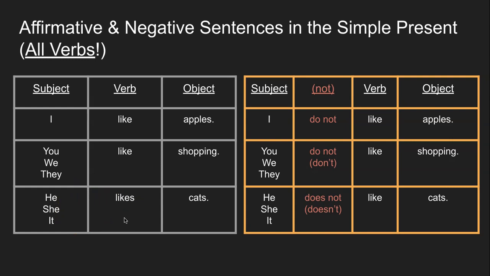For negative, we use the helping verb do not. I do not like apples. You do not like shopping. We don't like shopping. They don't like shopping.